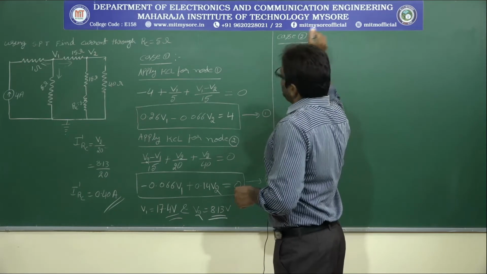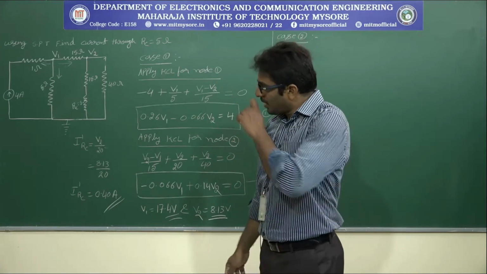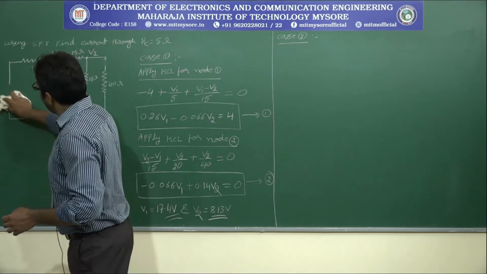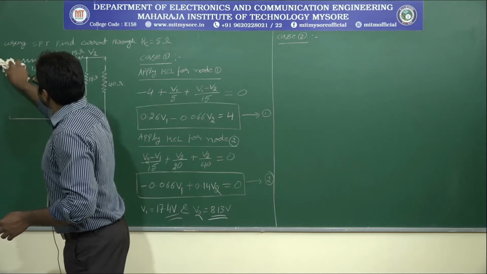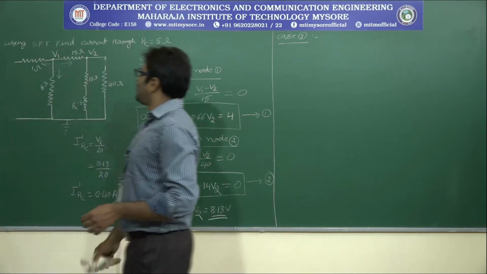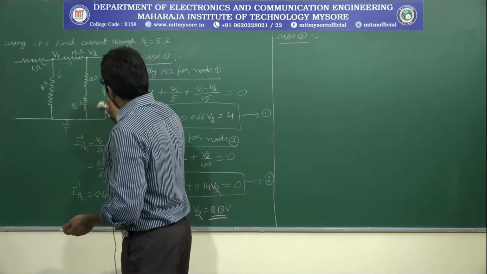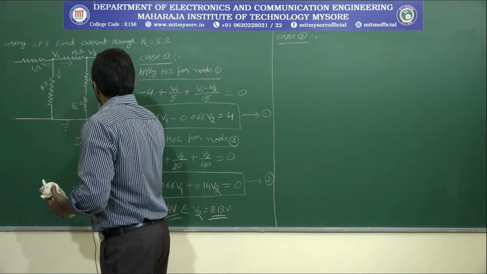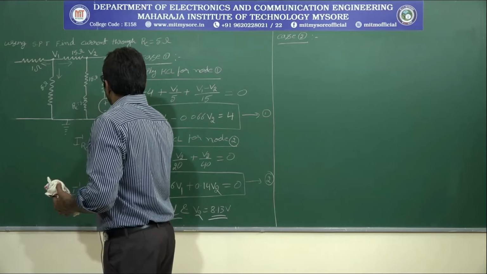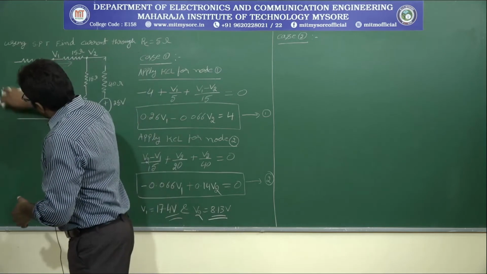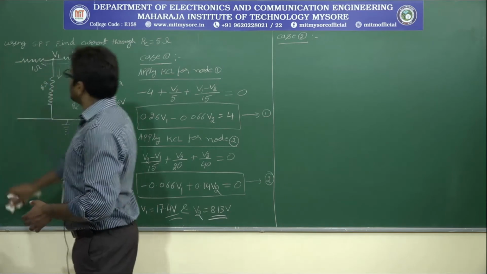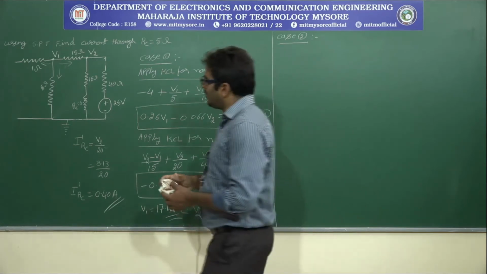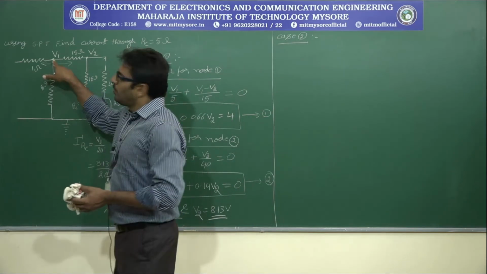In case 2, we set this 4 ampere current source to 0. 4 ampere current source to 0 means replace the current source by an open circuit, and keep this 25 volt voltage source as it is. So set this current source to 0 means just replace it by an open circuit. Now how many nodes are in the circuit? Only one node in the circuit, because this is not a node now.